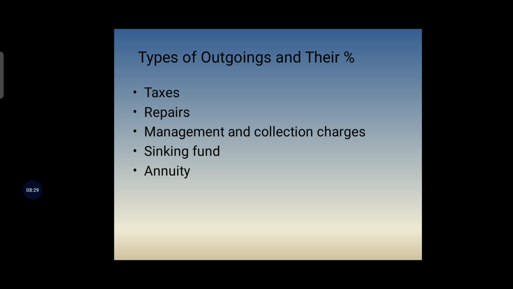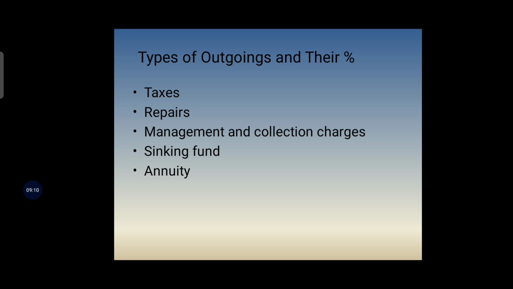The second one is repairs. Repairs are to maintain the property in fit condition, so it is required to carry out some repairs every year. For annual repairs, 1% to 1.5% of the total value or the cost of construction is considered. Then the management and collection charges. These include expenses on collectors, watchman, liftman, pump room attendant, sweeper, etc. About 5 to 10% of the gross rent may be taken on this account.